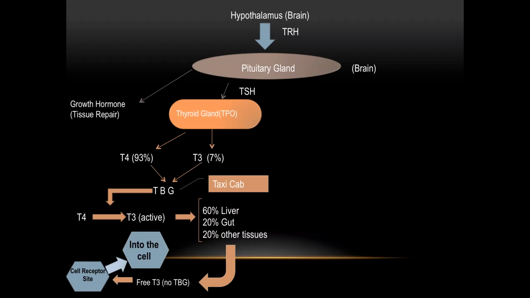Once again, they bind to a protein, TBG, to carry it to the cells. Free T3 is the active form of the thyroid hormone. To repeat, every single cell in the body has a receptor site, and this cell is dependent on methyl groups, vitamin A, and iron for absorption.